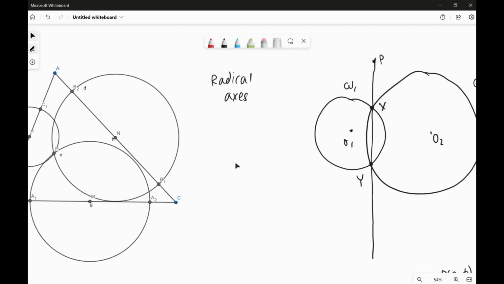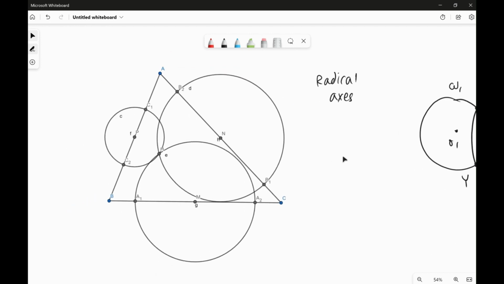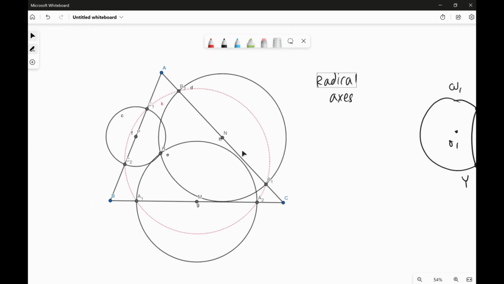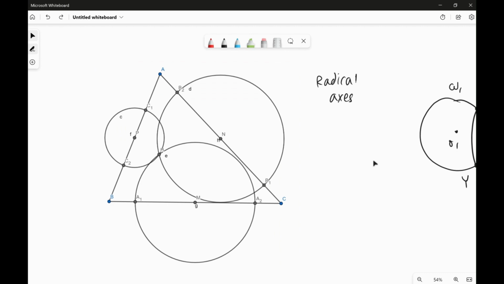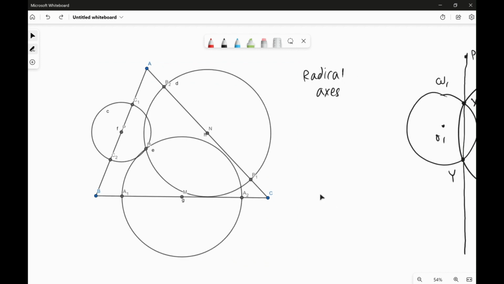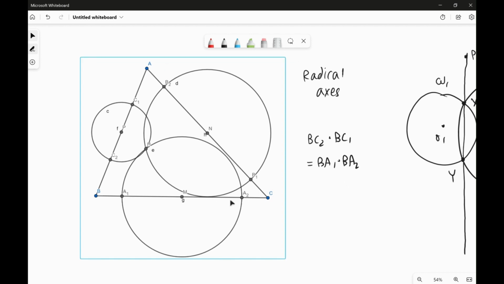So without further ado, let's get going to the problem. The goal that we want to prove is that all of these points are concyclic. So how can we go ahead and do this? Well, considering our radical axis idea and also power of a point, we know that BC2 times BC1 equaling BA1 times BA2 implies that all of these points, A1, A2, C1, C2, are concyclic by power of a point converse.